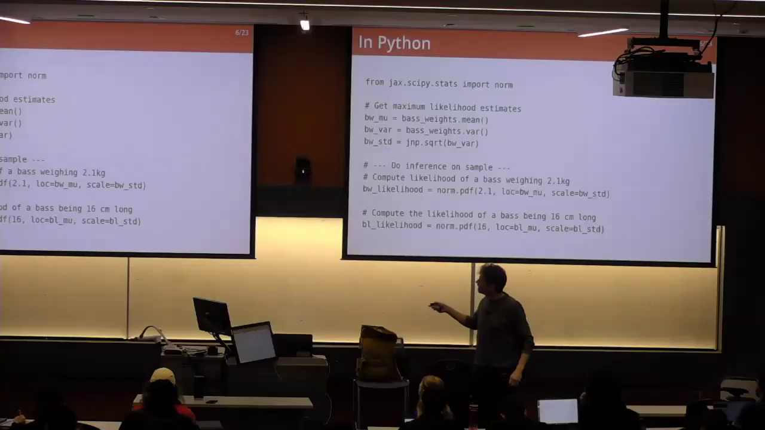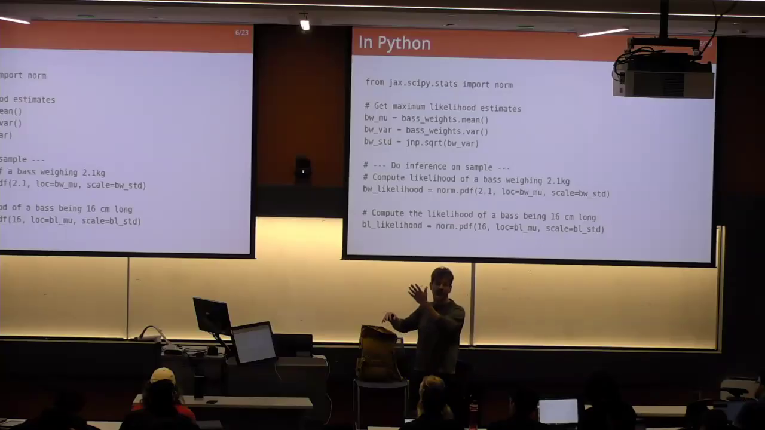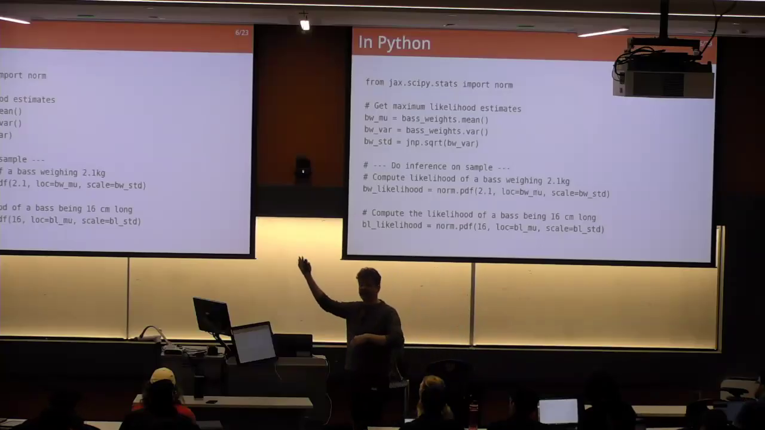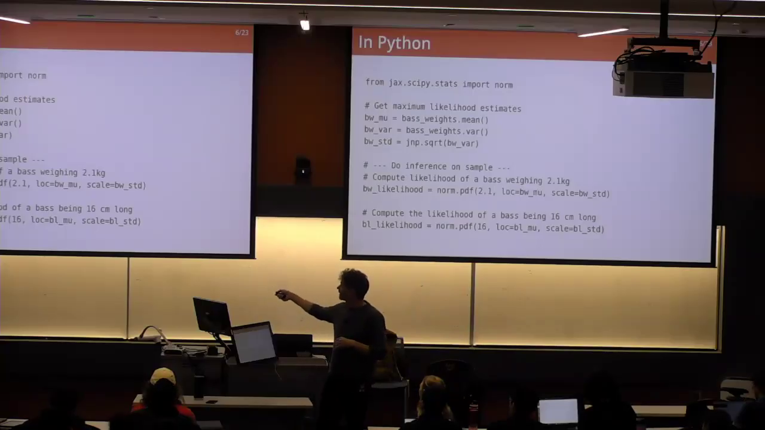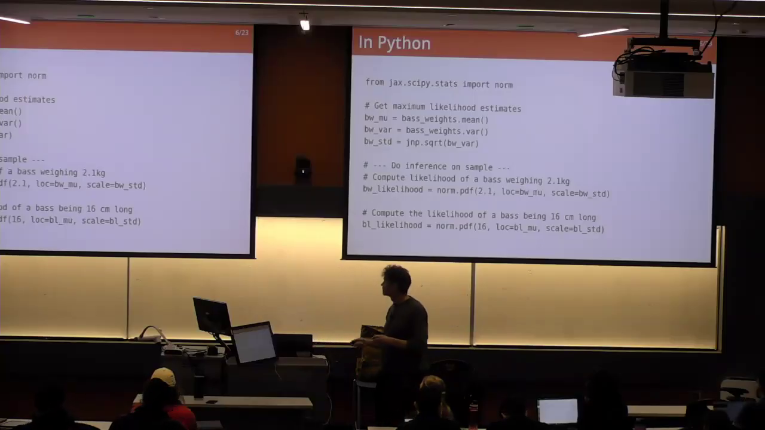All right. So this is where we have gotten the maximum likelihood estimates. If we think of machine learning as a training part and then using what we've trained on to do inference, this is the training part. We're looking at the data we've been given. Now we have this one fish that we want to do inference on.